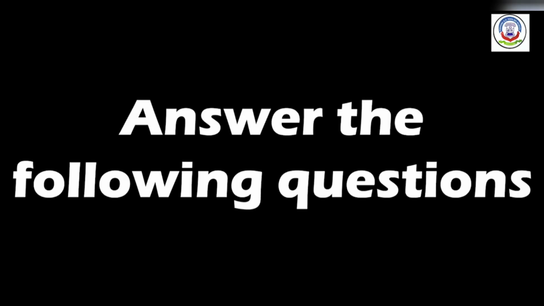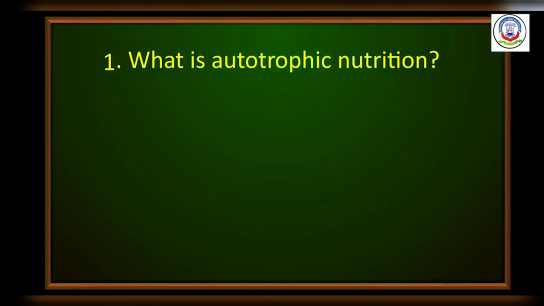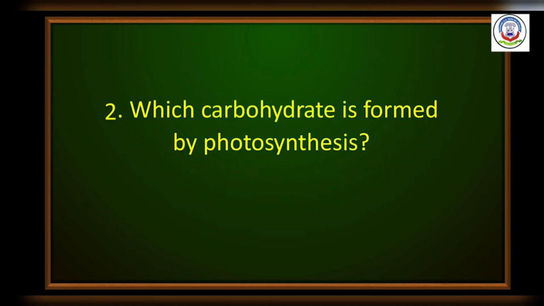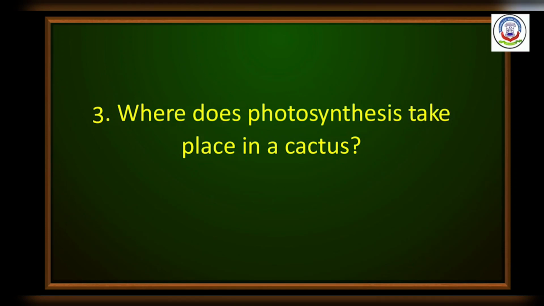Question number 5. Answer the following questions in one word or a sentence. Question number 1. What is autotrophic nutrition? Answer. The mode of nutrition seen in organisms in which they make their own food using simple substances from the surroundings is known as autotrophic mode of nutrition. Question number 2. Which carbohydrate is formed by photosynthesis? Answer is glucose. Number 3. Where does the photosynthesis take place in cactus? Answer is in the fleshy stem.